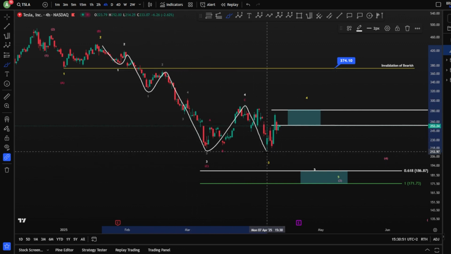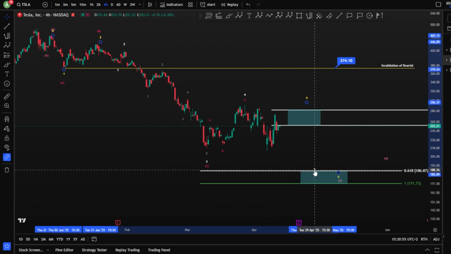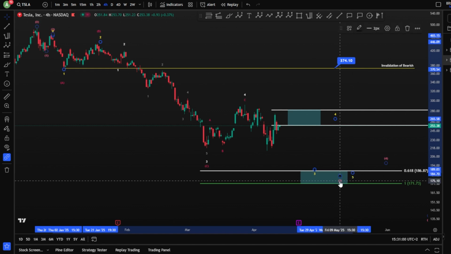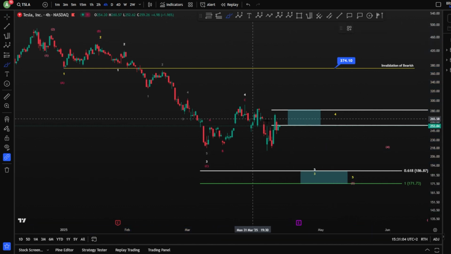Your wave 5 in the white scenario did not finish yet, to say that we have finished a wave 3 in the yellow, right? So a lot of 1, 2s and a lot of 4, 5 to finish this wave 3 here. Now this wave 5 might be unfolding in a zigzag.